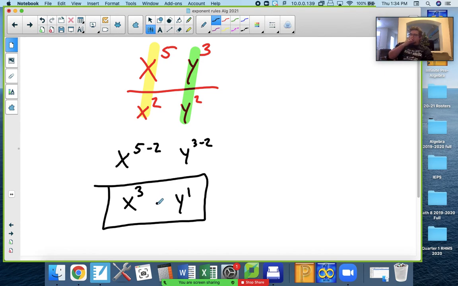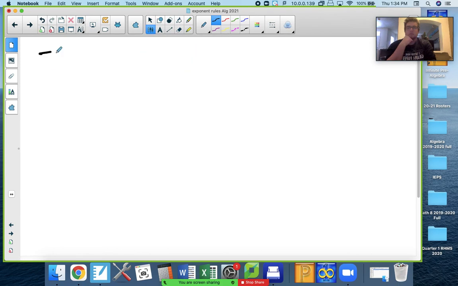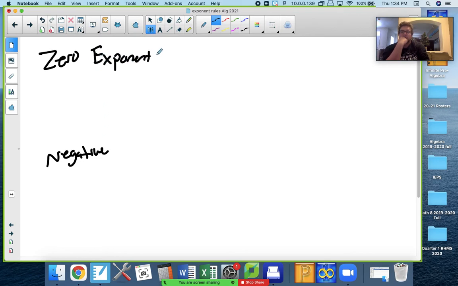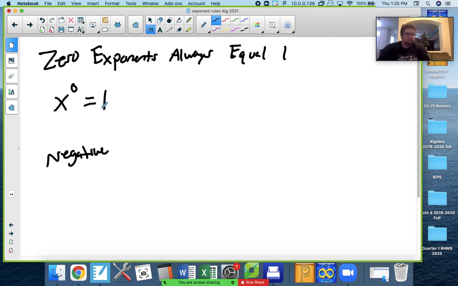Now that we have the quotient rule, we can actually take a look at what happens when we get a positive and we get a 0 and a negative exponent. So 0 exponents always equal 1. So x to the 0 is 1.